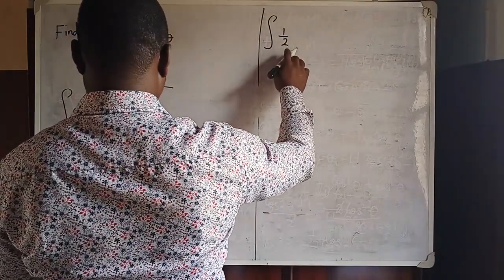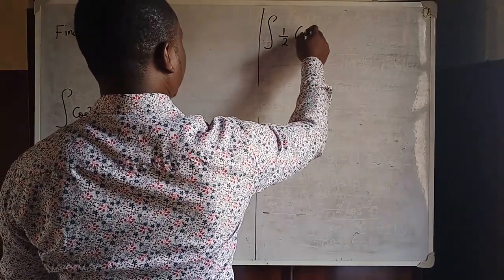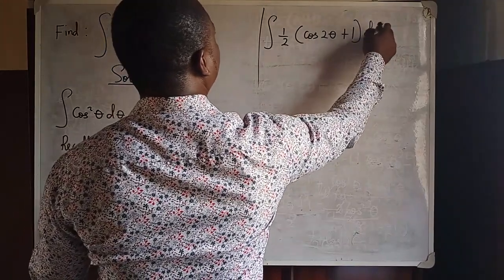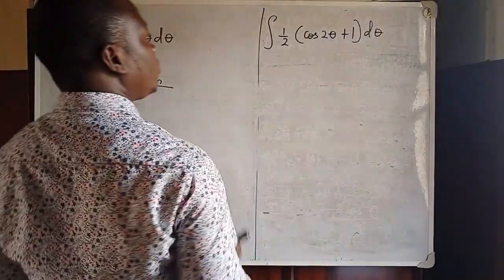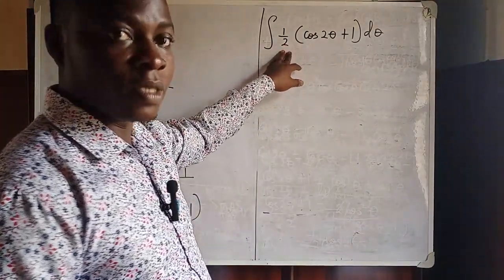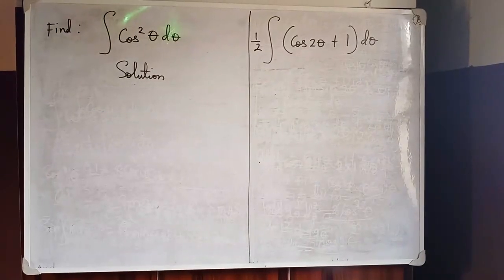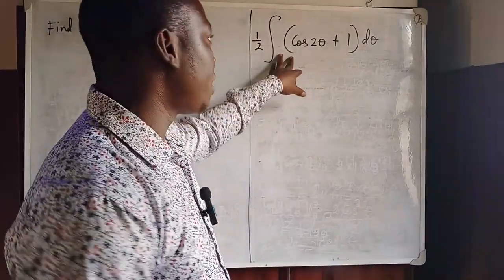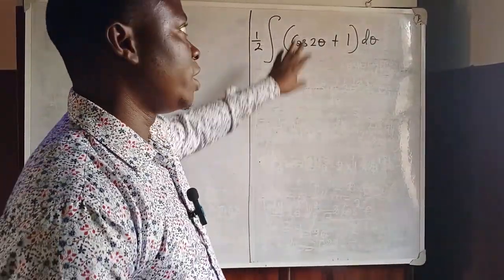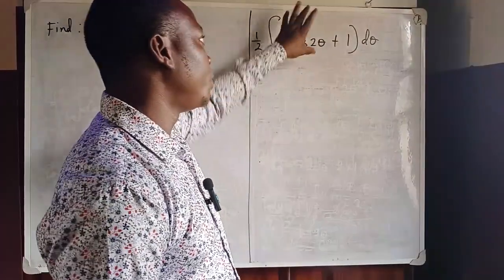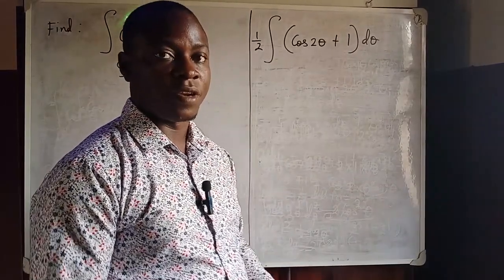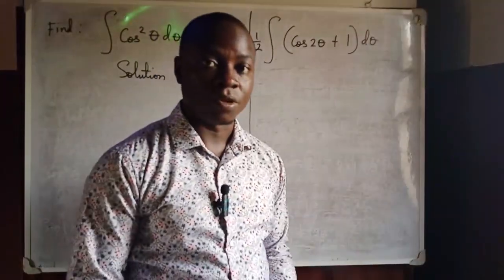1 over 2 bracket cos 2 theta plus 1 with respect to theta. Now, according to the law of integration, this 1 over 2 is a constant. So we have reduced it to this level. We are very close to our answer. So what we're going to do here is to integrate this by parts. We'll remove this and integrate. I will also remove 1 and integrate. Of course, if you integrate 1 with respect to theta, the answer is going to be theta.